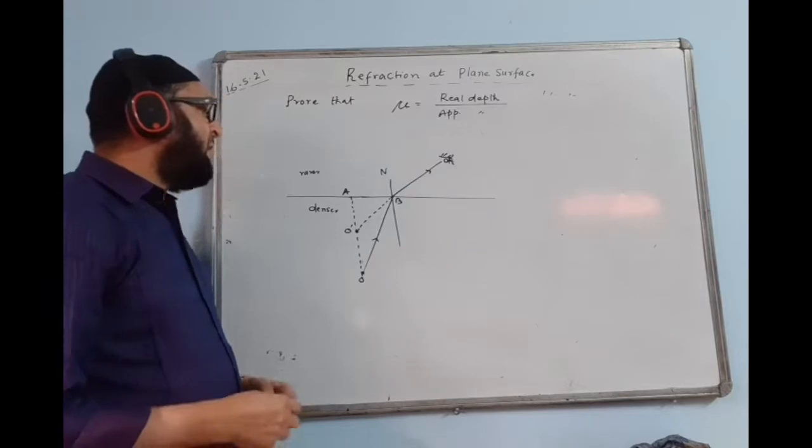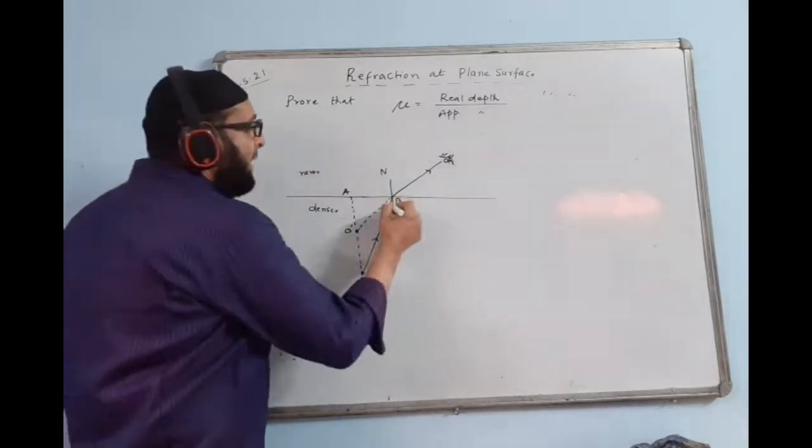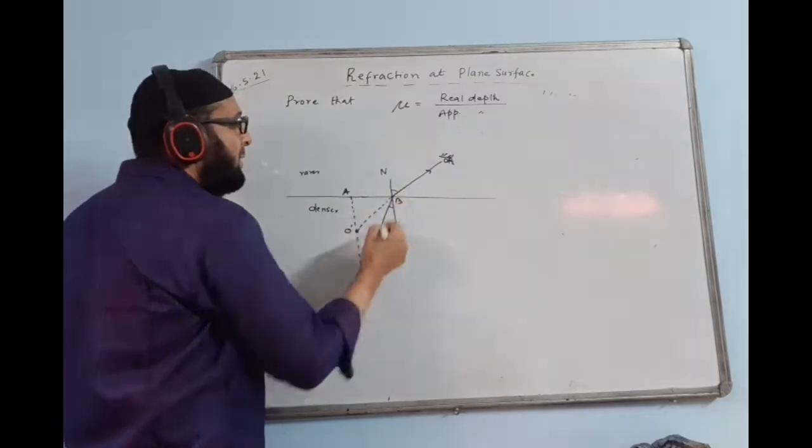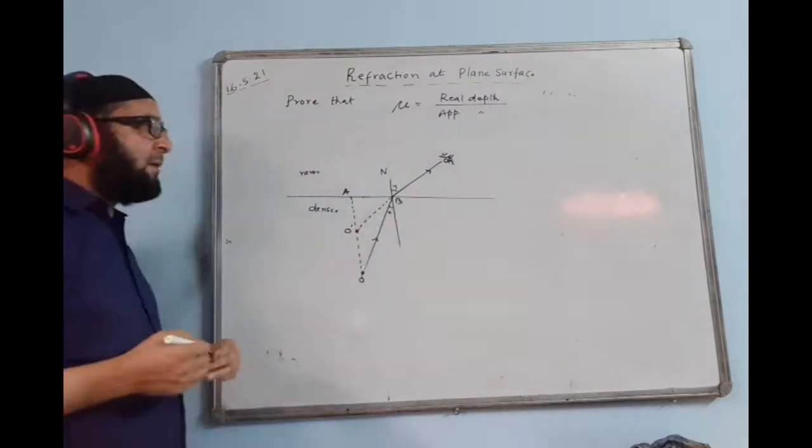Okay, now we will find the answer for this. How do we find? We will mark the angles here, like this. Let us mark this angle X and Y. I'll mark the angle to be X and Y here.